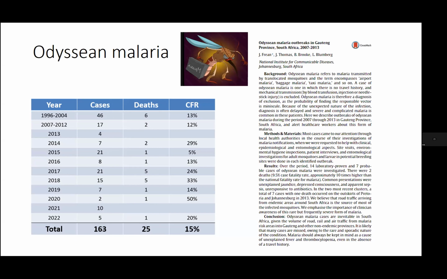I think the important takeaway message from this is that we will see Odyssean malaria cases in South Africa, given the volume of road, rail, and air traffic travel from malaria risk areas. But it's rare, it's sporadic, and because it's often an unexpected diagnosis, it is missed or delayed, with resulting high case fatality rates of approximately 10 times higher than the national fatality rate for malaria. So it's really important to bear malaria as a differential diagnosis in mind, especially in a patient with unexplained fever and thrombocytopenia, even in the absence of travel.